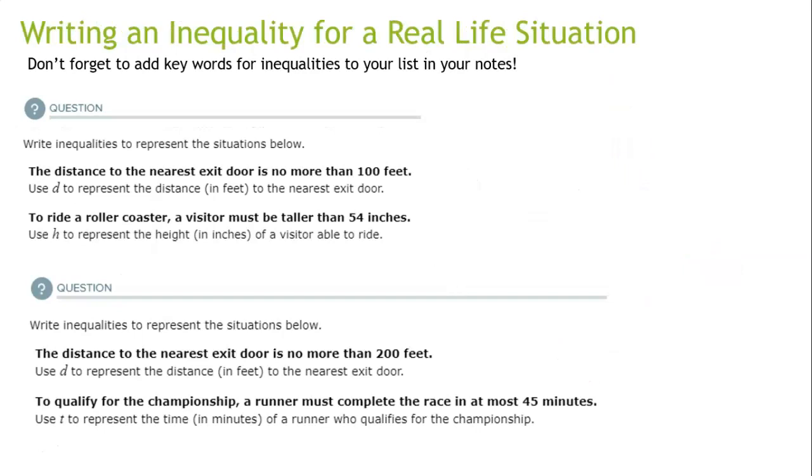All right, real life situations. Don't forget, we're adding to our keywords, our code words. So we're going to write an inequality to represent the situations below. So I'm going to do this first one with you, and you're going to do the second one on your own. The distance to the nearest exit door is no more than. So no more than is a code word. If it's no more than 100 feet, that means 100 feet is the biggest. So it must be less than or equal to 100, and so we would use D to represent the distance.